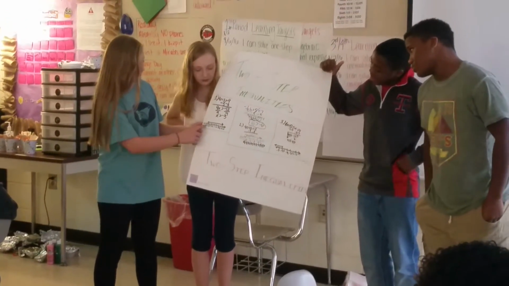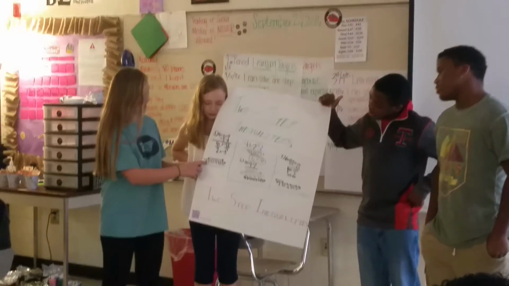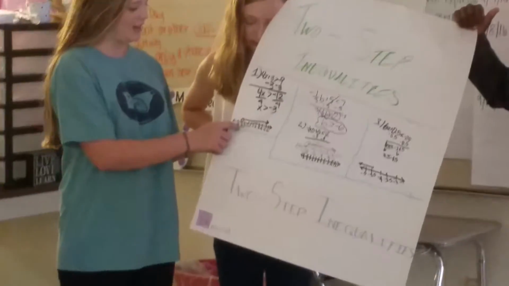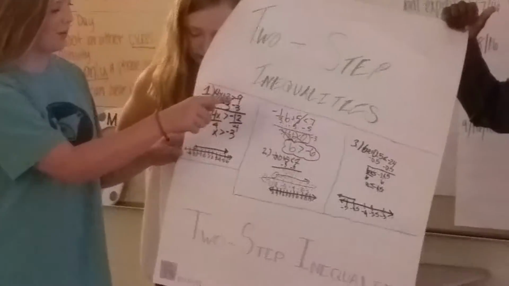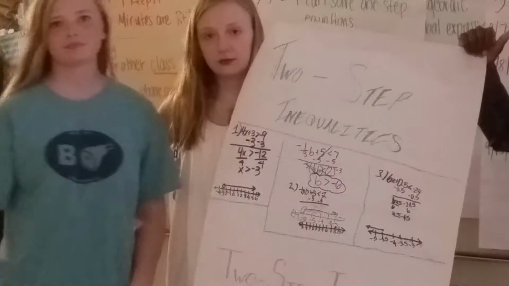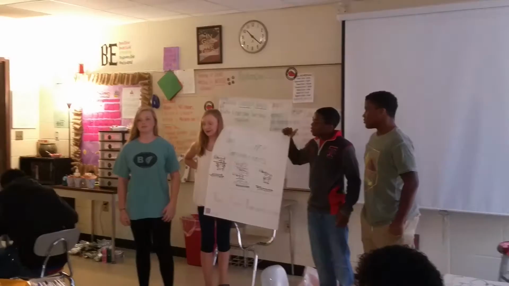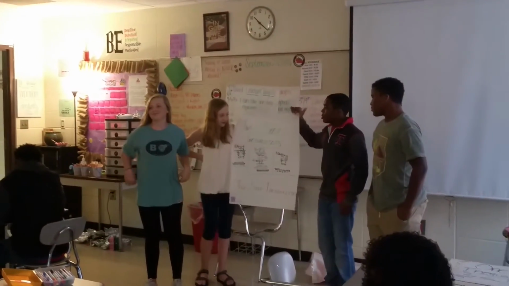And when you graph it, you put it over negative 3. It's an open circle because there's no line under it, and it goes that way because it points that way.